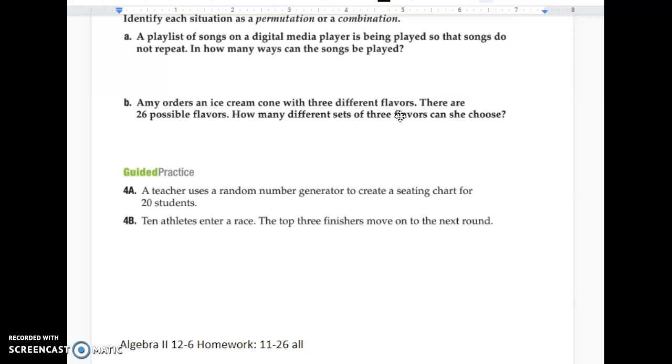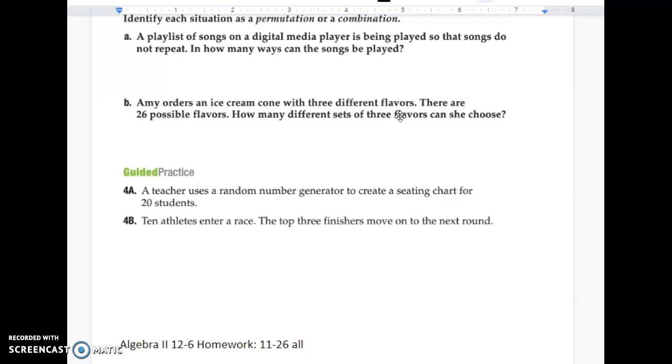10 athletes enter a race. The top 3 finishers move on to the next round. This one's a little tricky because we're thinking about the fact that there are people who are going to place first, second, and third. So there's an order there. However, the top three finishers move on to the next round.